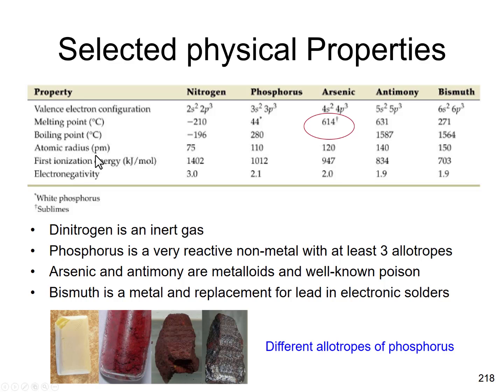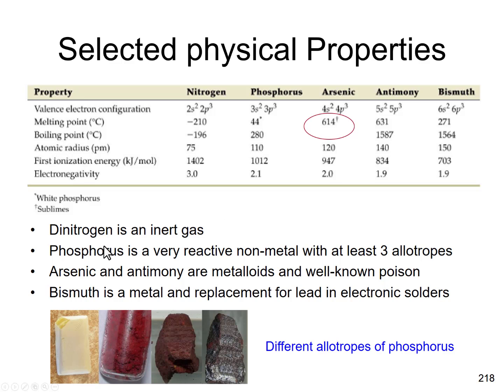As expected, the sizes of these elements increase down the group, and the first ionization energy decreases down the group. The electronegativity of these elements also decreases down the group. Because of their diverse properties, these elements form compounds of very different reactivity.